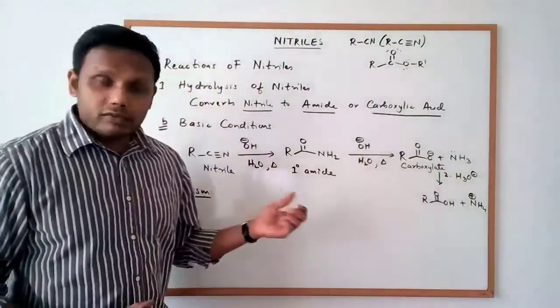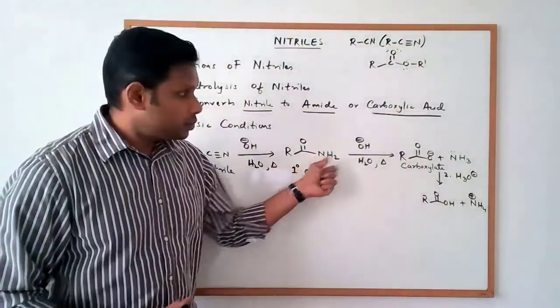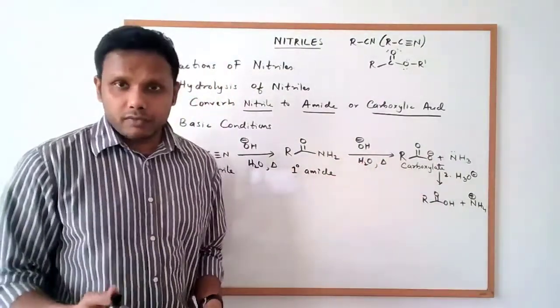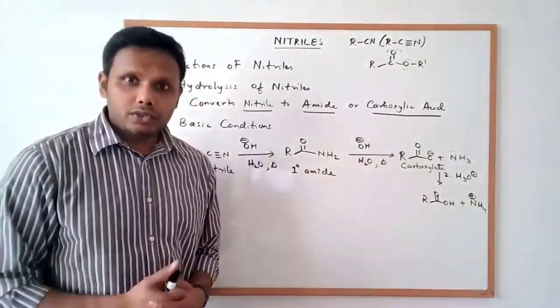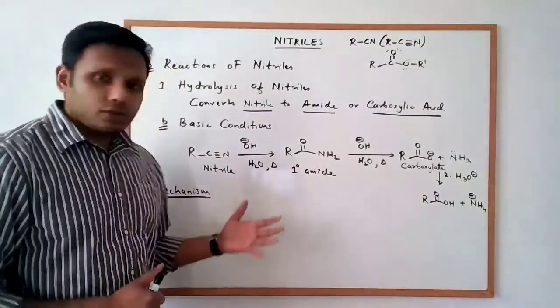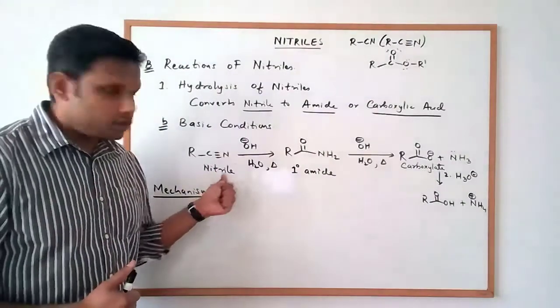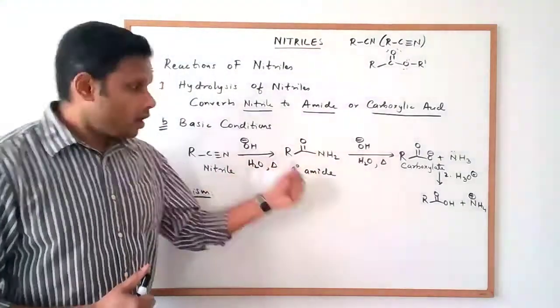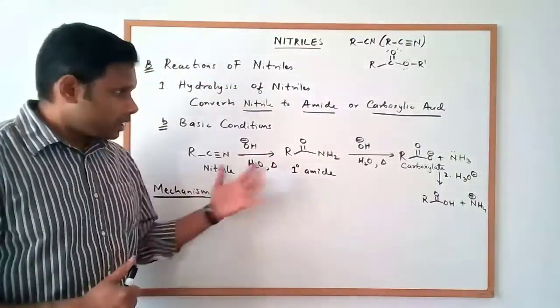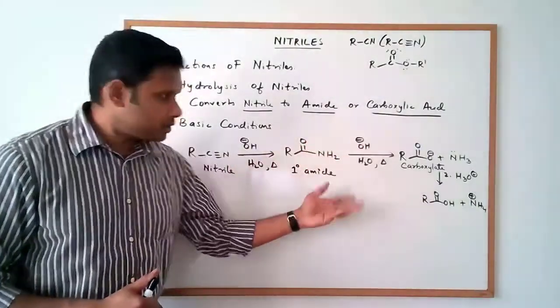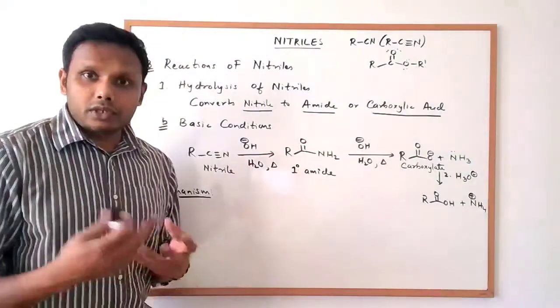Now, the mechanism of an amide hydrolysis to the carboxylic acid under basic conditions was previously covered under the reactions of amides. What we're going to do here is look at the mechanism of a nitrile's hydrolysis to an amide under basic conditions. And again, the nature of the product or the extent of hydrolysis here would depend on your conditions.